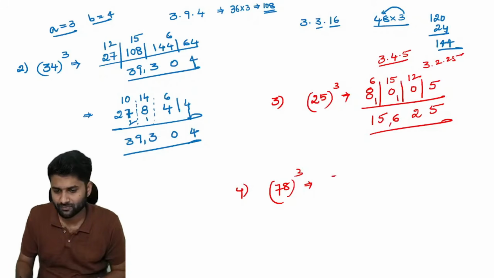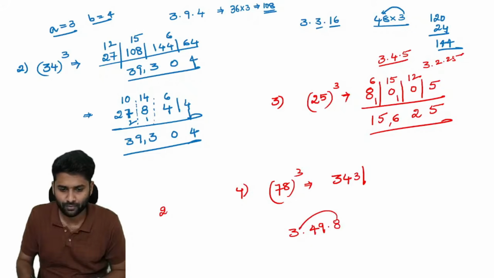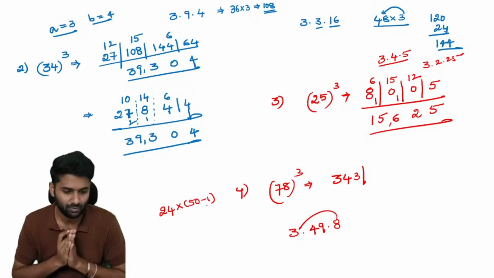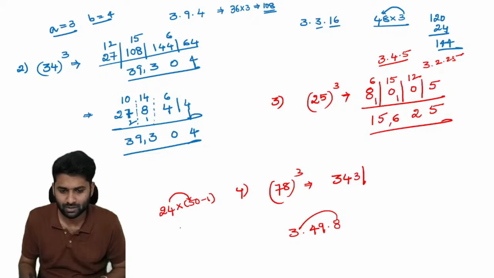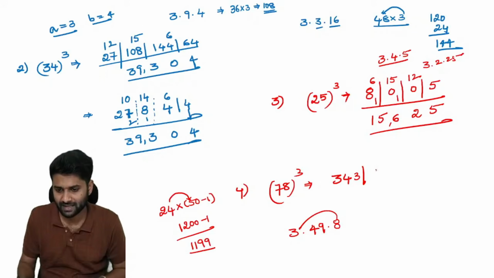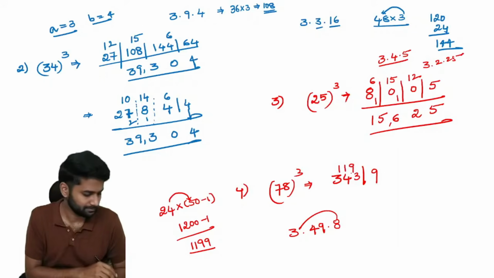Now 7 cube is 343. Take that number as it is, 343. Now 3 into a square is all about 7 square, 49 into 3. 8 into 3 is 24. So 24 is multiplied with the 49. 49 is all about 50 minus 1. Now 24 into 50, so 24 into 5 is all about 1200, right? Minus 1, so it's 1199. 1199 means write down only 9 and remaining 119 is carried over.